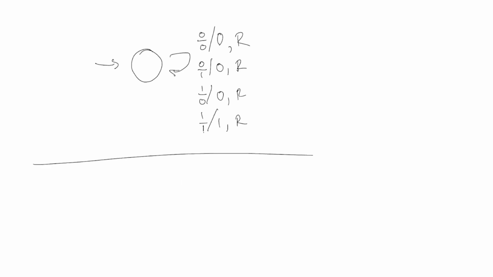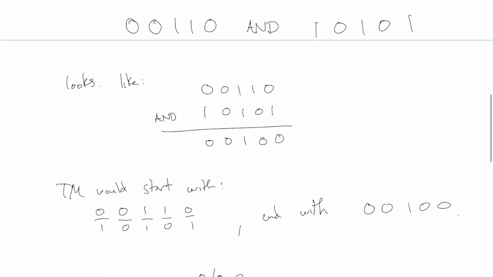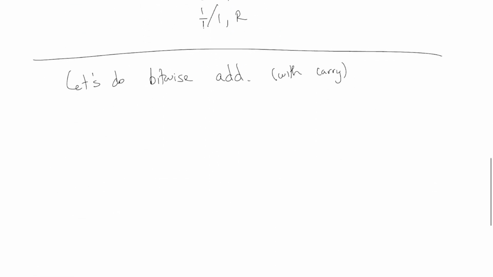More interesting would be, let's try bitwise add. Now this one is a bit more complicated. This is actually going to add together two binary numbers with carries, and the carries is really what makes it more complicated. Bitwise add with carry. All right, let's see if we can do that one. So in this, maybe just using this same example, let's try to add these ones instead of ANDing them. These guys I'm going to add.